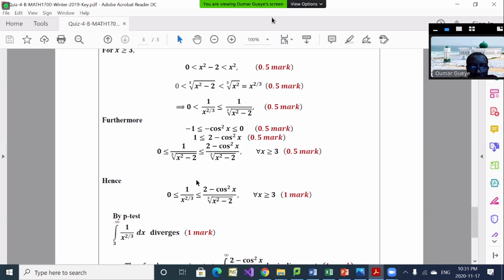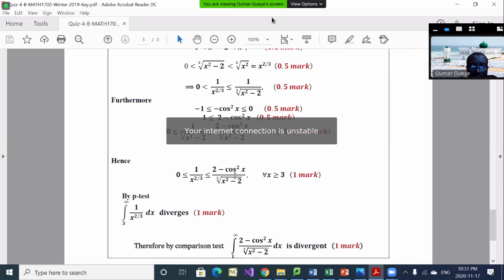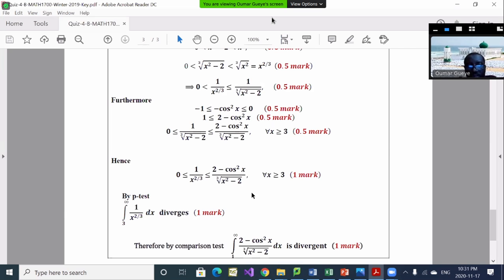By the p-test, the integral here is divergent. So it means the integral of this function is going to positive infinity. In this case, this integral is going to be for sure equal to infinity. It doesn't have to be just infinity, because it cannot be greater than infinity.